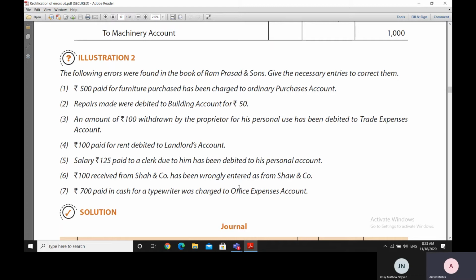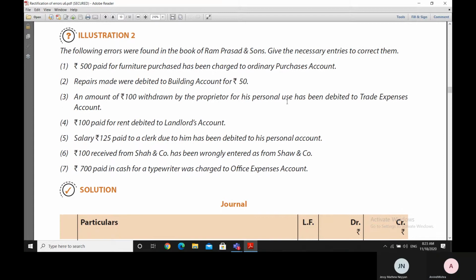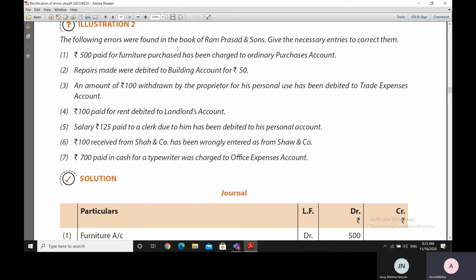Now let us look at illustration 2. Some errors have been identified in the books of Ram Prasad and Sons. So we have to give the necessary entries to correct these errors. Rupees 500 was paid for furniture which was purchased, and it has been charged to ordinary purchases account. Now these are all examples where we are going to make the journal entry in the form of the rectifying entry.